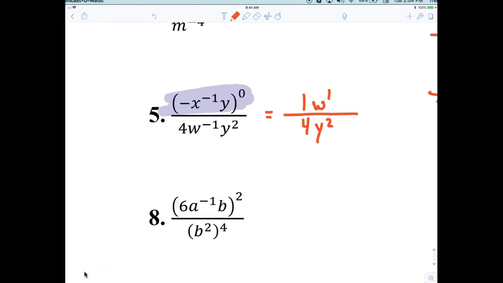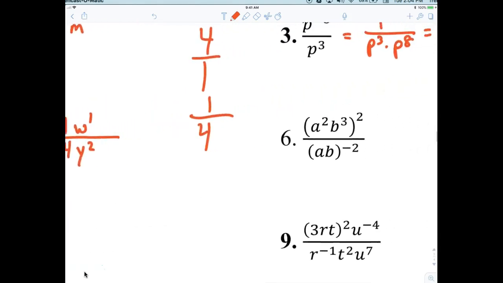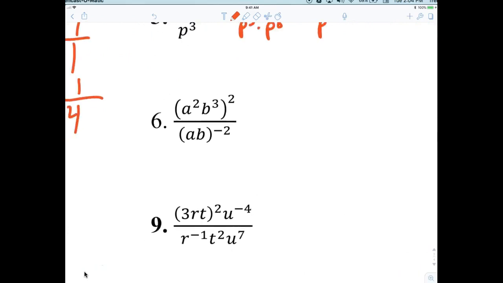What? Oh. We're getting there. All right? Let's not make generalizations. All right, here we go.